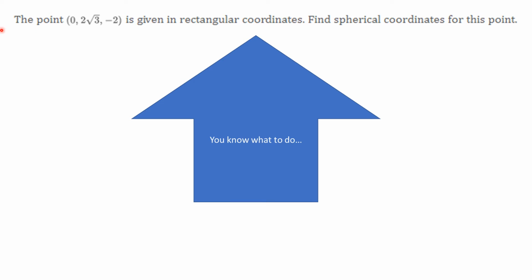Let's practice going the other way. This point, (0, 2 square root of 3, minus 2), is given in rectangular coordinates. Find the spherical coordinates for this point. You know what to do.